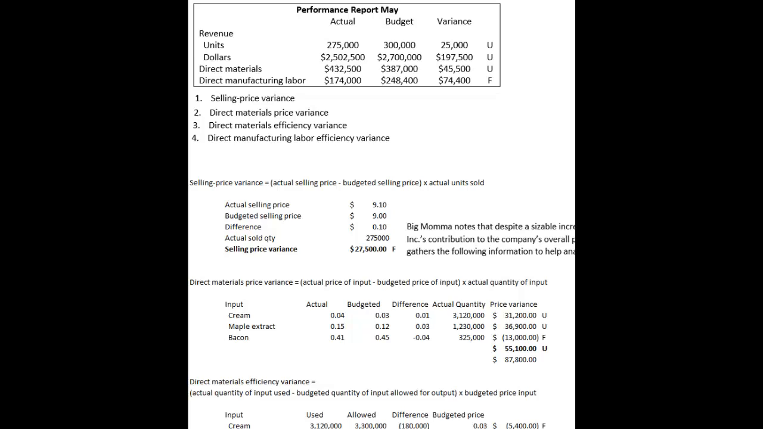We can figure out why they are working slow. Either they don't know what they're doing, they need more training, they're incompetent, we fire them. Or we just did a bad job of estimating the time up front, so we need to change that, as opposed to a price variance.